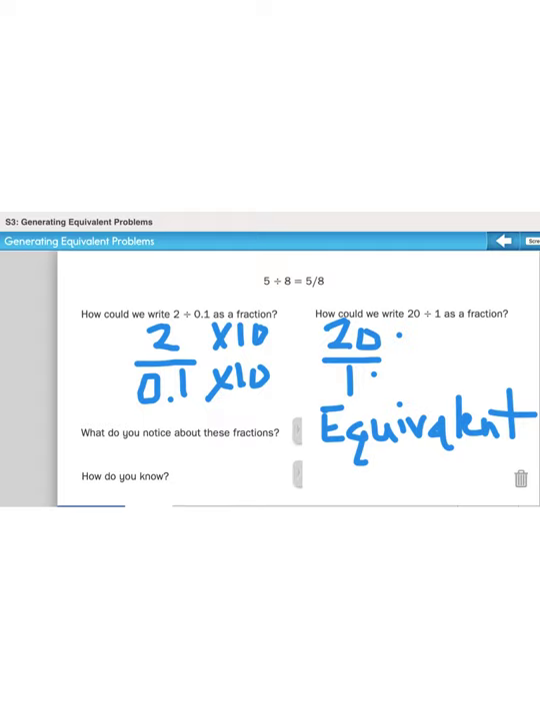What rule do we already know for generating equivalent fractions? Multiply the numerator and the denominator by the same number. When we write a fraction as a division problem, where do we write the numerator? That becomes the dividend. Where do we write the denominator? The denominator is the divisor. How could we use the rule for generating equivalent fractions to generate equivalent problems? We can multiply the dividend and the divisor by the same number, just like we multiply the numerator and denominator by the same number.